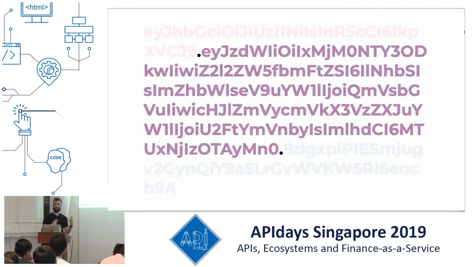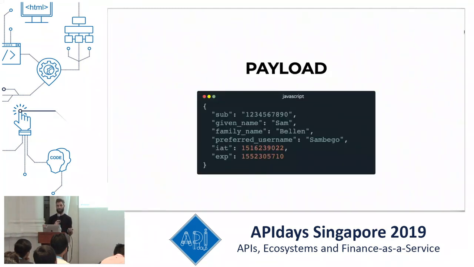The second part is called the payload, and this is usually the biggest part of your JSON Web Token. Again, this is some base64 of a JSON object, and it contains a bunch of claims. A claim is a key value pair which can be useful for the consumer of this token. For example, the subject, which is often the user ID, my given name, my family name, my preferred username, when it's issued at and when it will expire.